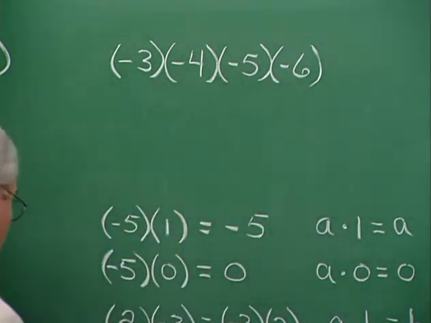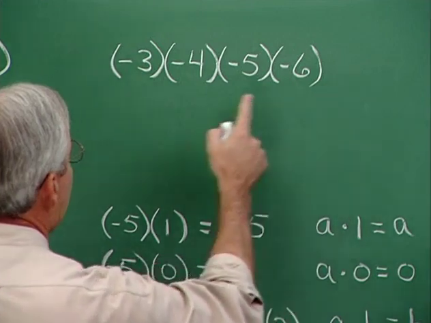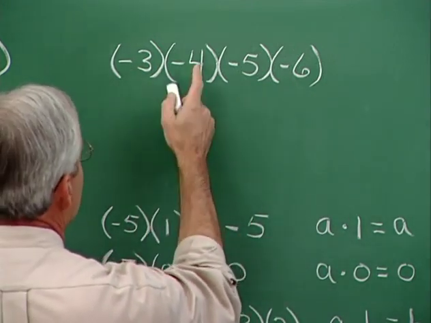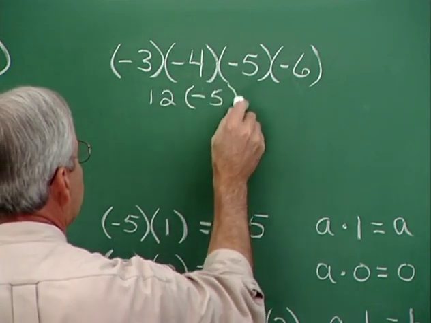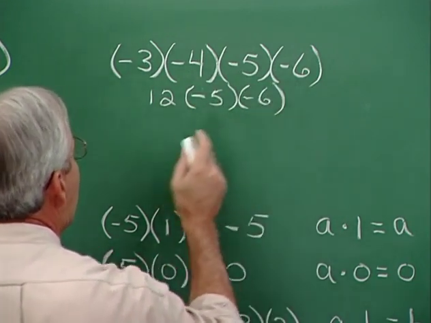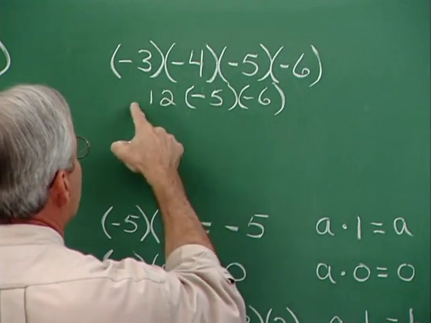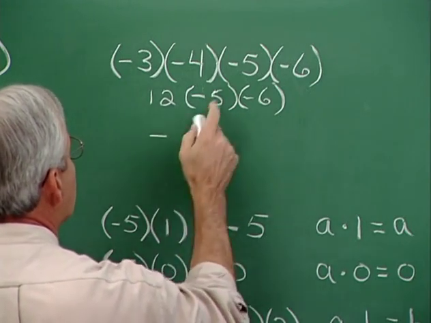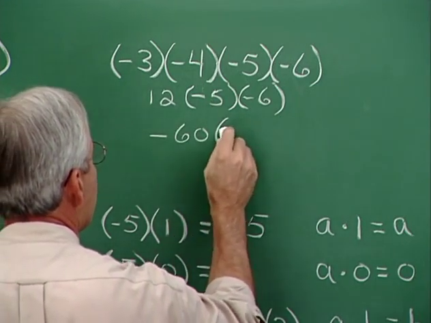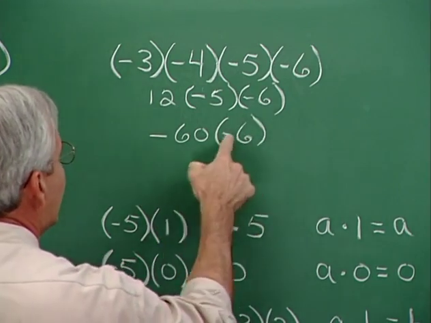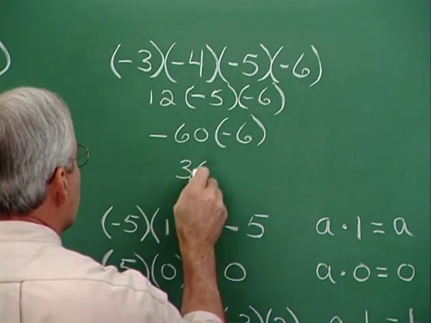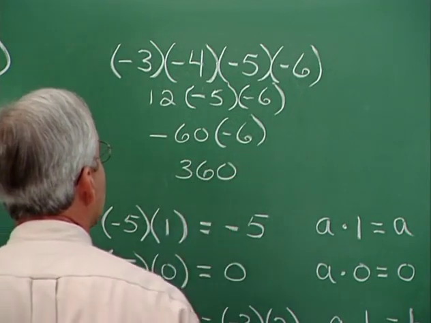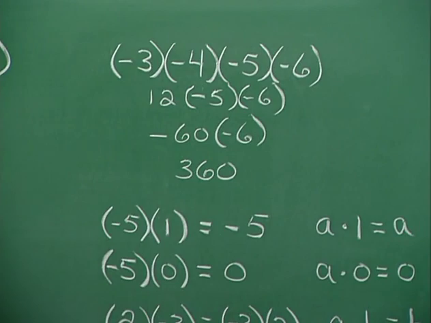There are an awful lot of ways of arriving at an answer here, but negative 3 times negative 4 would be positive 12. And then 12 times negative 5, plus times minus, minus. 12 times 5, 60. And then negative times negative, positive. 60 times 6 is 360. So a positive product as expected.